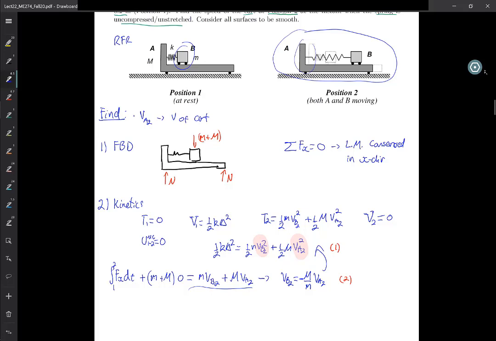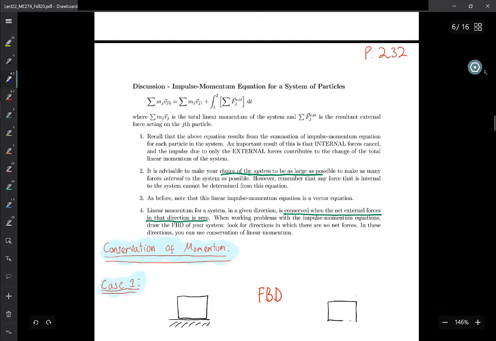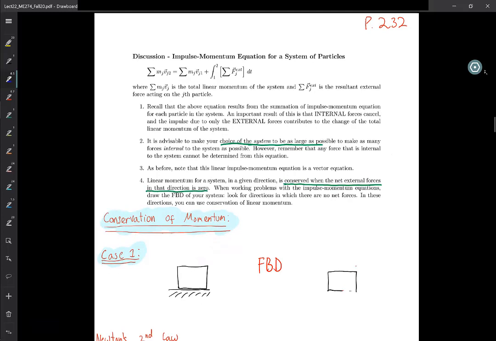Okay, let me give you some more theory then that is going to really simplify your problem solving. So let's go to page 232. And this is not there on page 232. So you have to either take notes or maybe pay attention, and then you can watch the video and take notes when you watch the video later. So when can we have conservation of momentum?